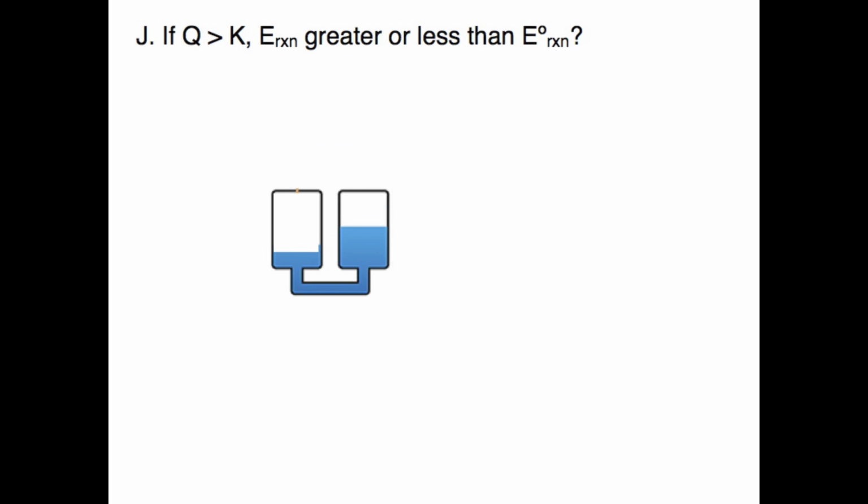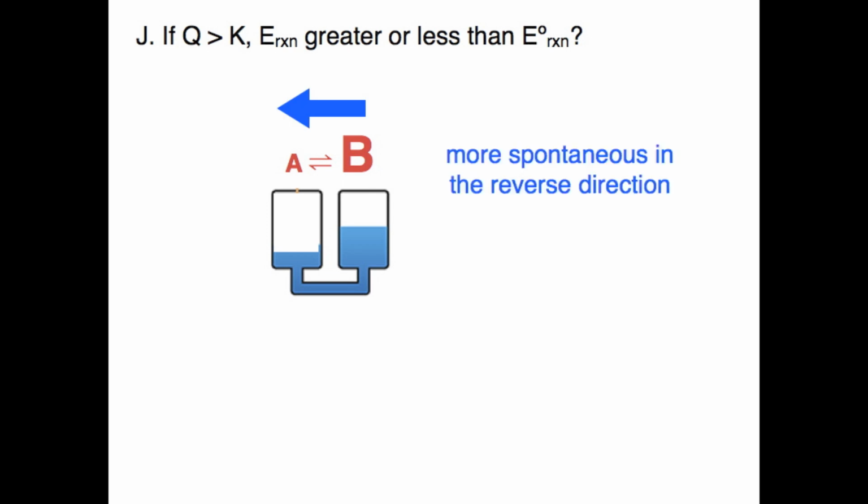Vice versa, when Q is greater than K, this is not at equilibrium. There are more products than reactants. Thus, the reaction would shift to the left toward the reactant, which means it's more spontaneous in the reverse direction. This results in a smaller reaction potential than the standard reaction potential.